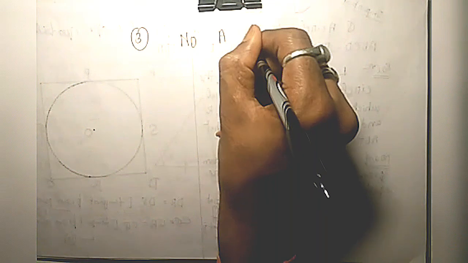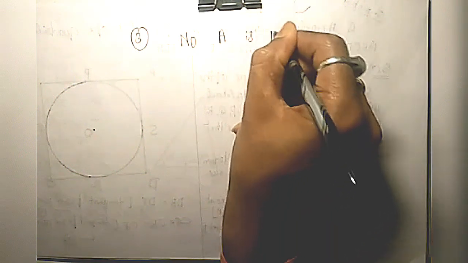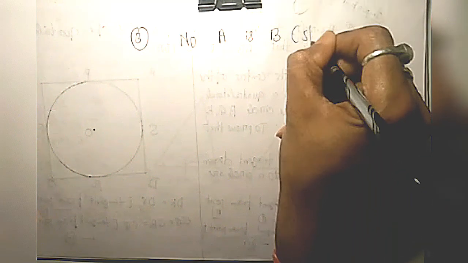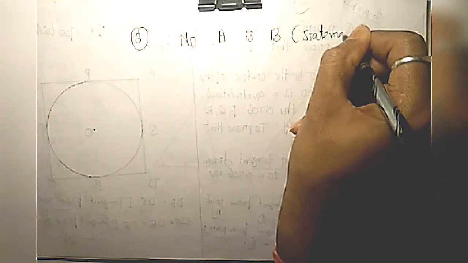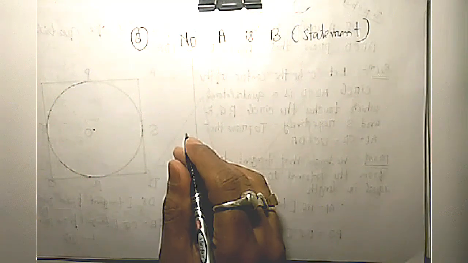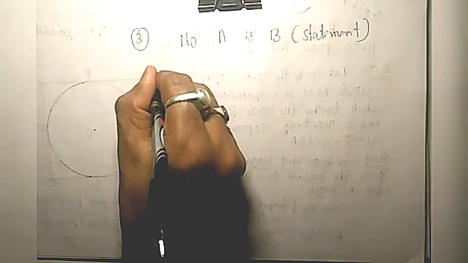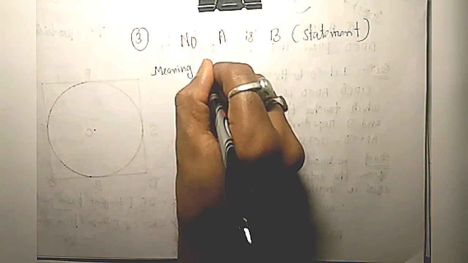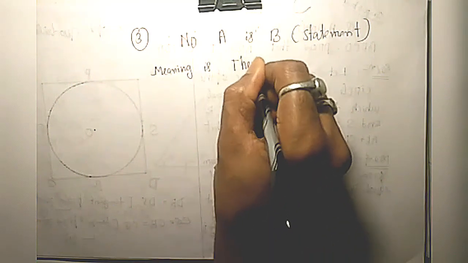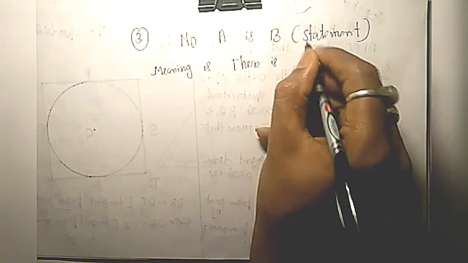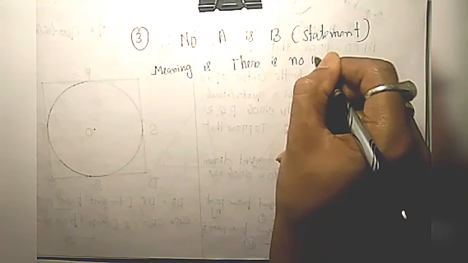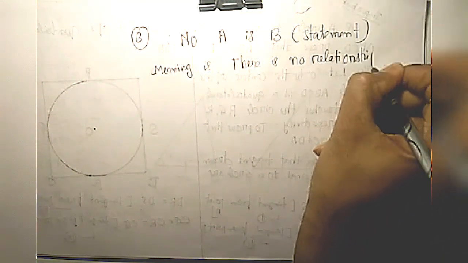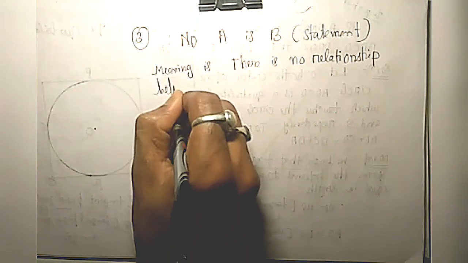So this is the last concept: No A is B. We should learn how to represent "no A is B." From the statement only we can say that there is no relation between A and B. It is clearly mentioned in the statement. So the meaning is that there is no relation between A and B. We can clearly conclude this from the given statement.